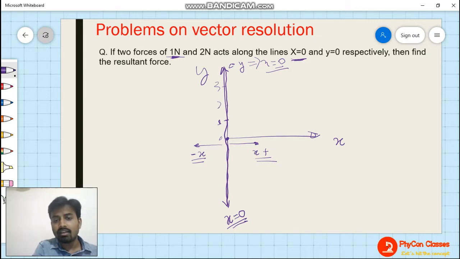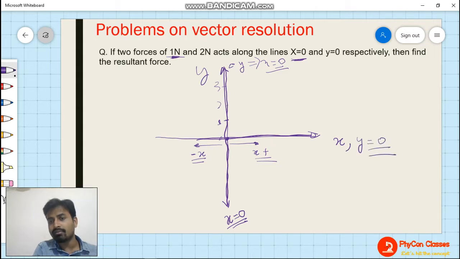Clear? Similarly, this x-axis will be called as y is equals to 0 line. Similarly, as we have x is equals to 0 line for y-axis, for x-axis, the equation will be y is equals to 0 line. Clear? Now, this force of 1 Newton is acting in which direction? X is equals to 0 line, that means in this line, like this. So this is 1 Newton force. And similarly, 2 Newton is acting on y is equals to 0 line. So in this particular line, this force is 2 Newton.